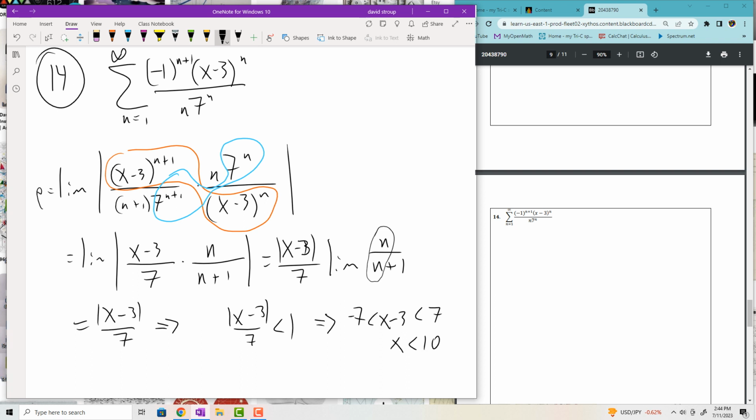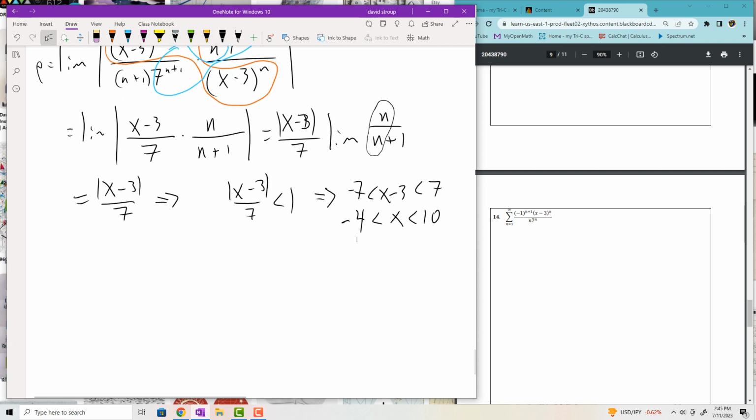Adding 3 to all three sides, we get 10, and then -4 on the other side. Right, so the radius of convergence there, what is it? 10 minus 3 is 7, right? The radius of convergence is 7. We want the interval of convergence, though. In order to get the interval of convergence, we need to investigate the endpoints for convergence.